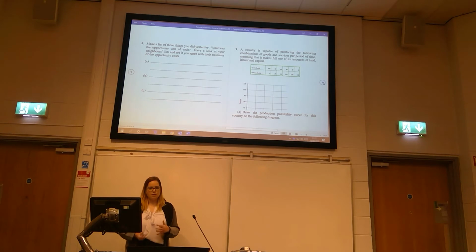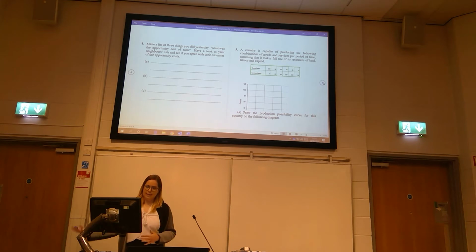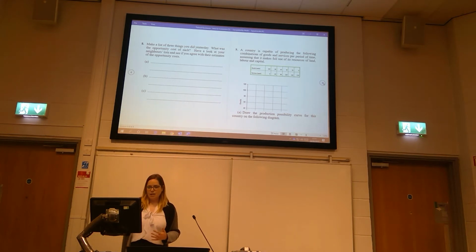Next, we are moving on to question number 8. This question we will discuss in more details in class. But basically this question asks us to make a list of 3 things which you did yesterday. What was the opportunity cost of each? And have a look at your neighbor's list and see if they agree with their estimates of the opportunity cost.